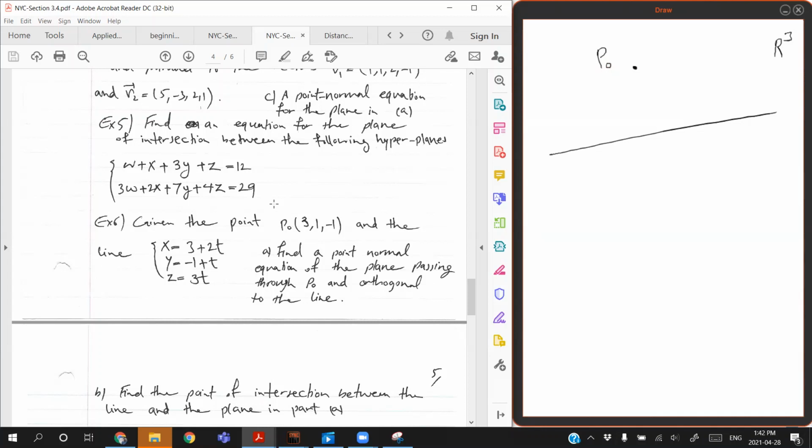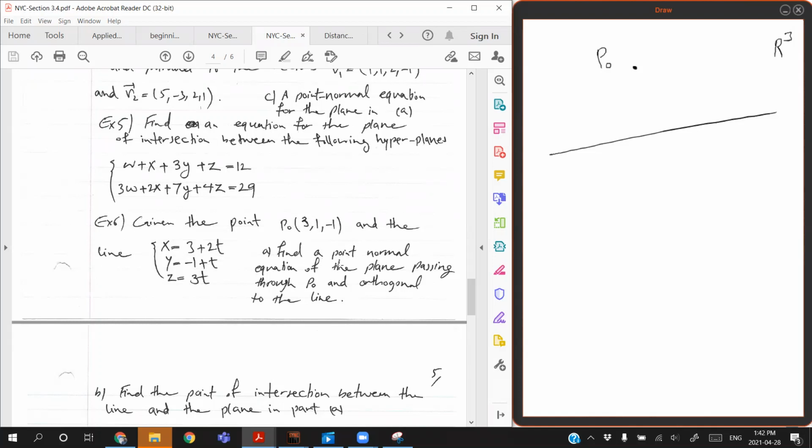And this point P0 is outside the line. How do I know it's outside the line? I can just plug in 3 for x, 1 for y, and -1 for z, and try to find t. That is, solve the system. And if I don't find the t that is consistent, I will know that this is outside the line. So for example, if I plug in 1 for y, because y is supposed to be 1, then I can see that t has to be 2. But if I plug in 2 into z, I get 6. I don't get -1. So this point does not belong to the line.